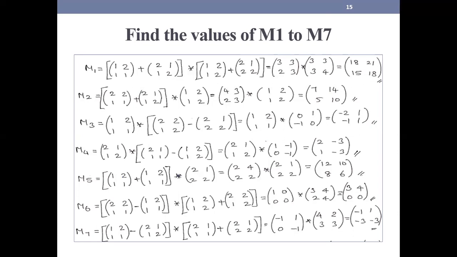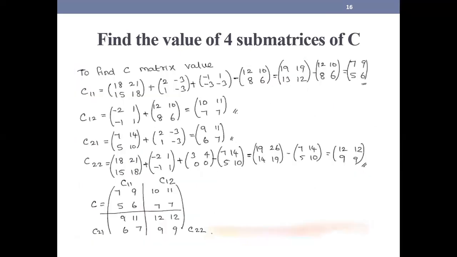So plus represents matrix addition, star represents 2-dimensional matrix multiplication. Like that, we have to find out the value from M1 to M7. All M1 to M7 results are 2 cross 2 matrices. And apply these M1 to M7 values in the C formula to find the sub matrices of the output matrix C.